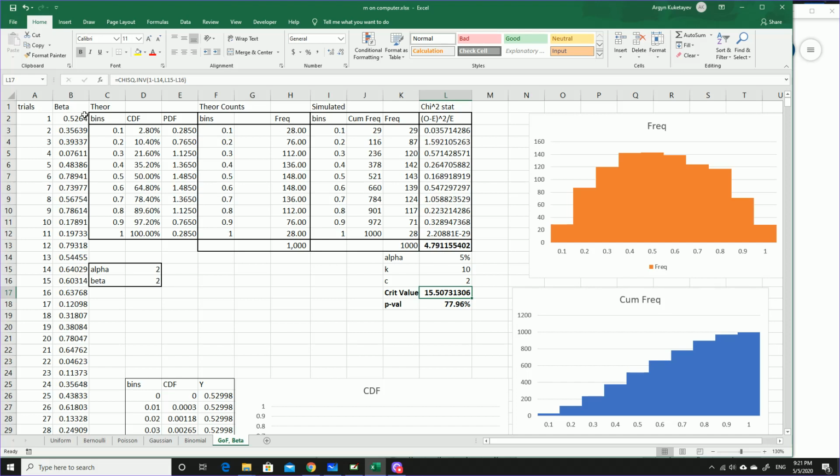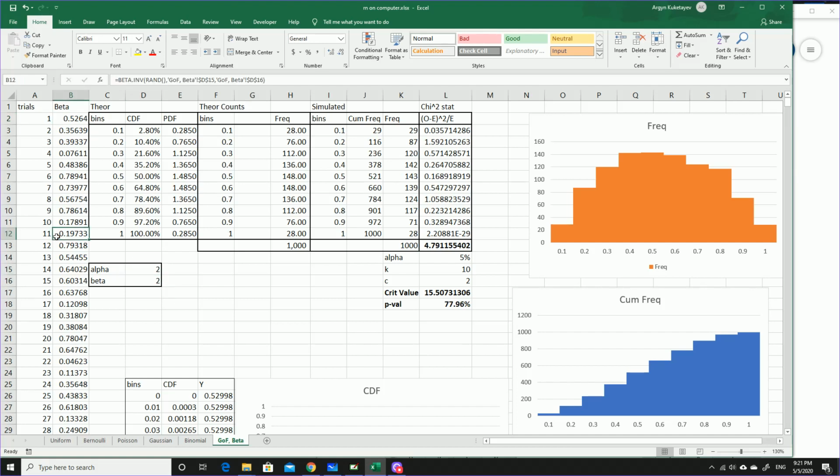Well, for this set of random numbers in column B, my test statistic was 4.79, and it is not greater. It's smaller than my critical value. And remember, what is this test statistic? It is the sum of squared deviations, which means that my deviations were not big enough from the theoretical distribution, which means it's good. So my numbers in column B look like they're coming from the beta distribution with these parameters.